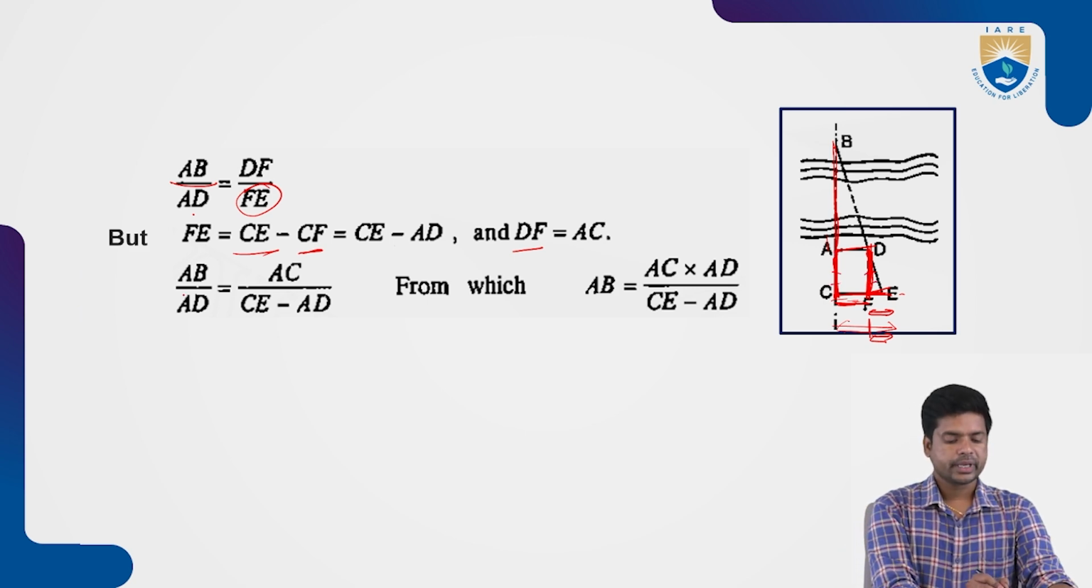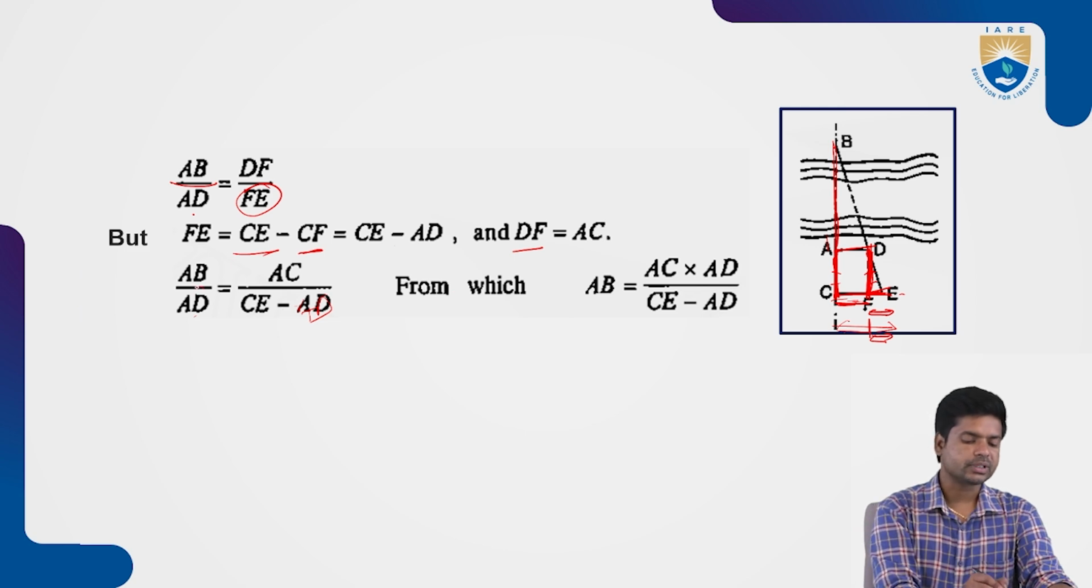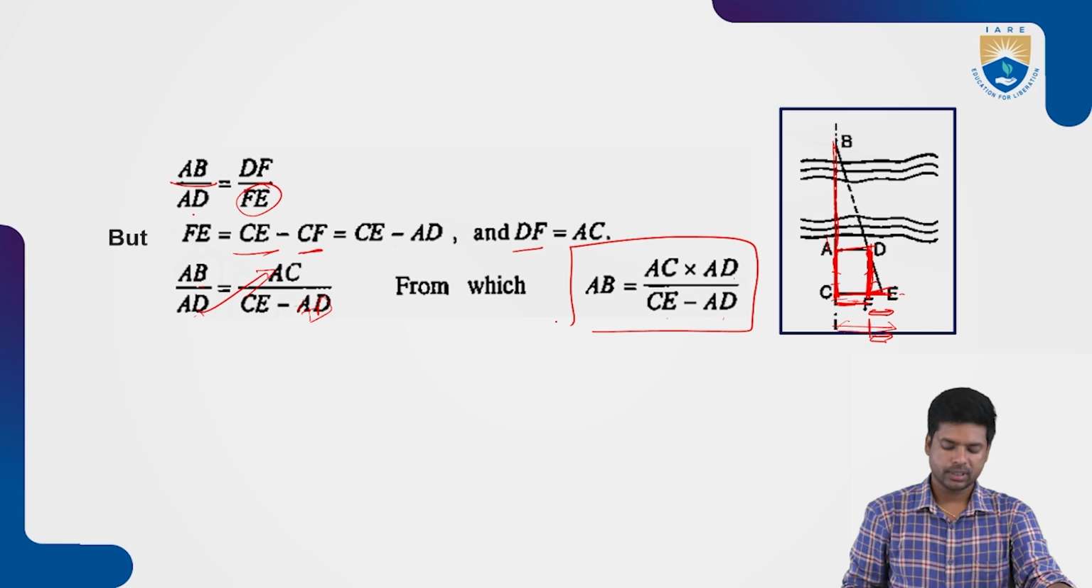Okay, now AB by AD is equal to AC by CE minus AD, from which you can find out the AB length. That is, AB is equal to AC into AD over CE minus AD. This is how we are going to find out the length of AB.